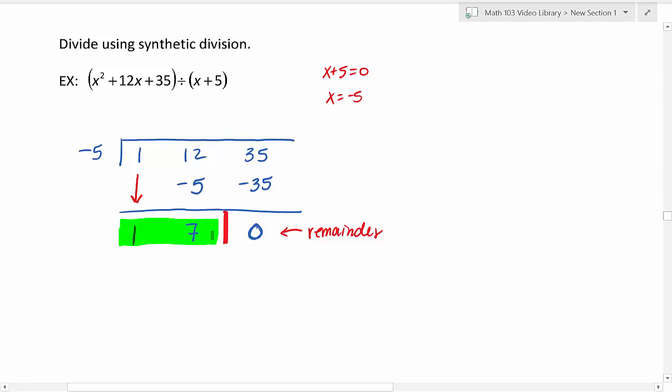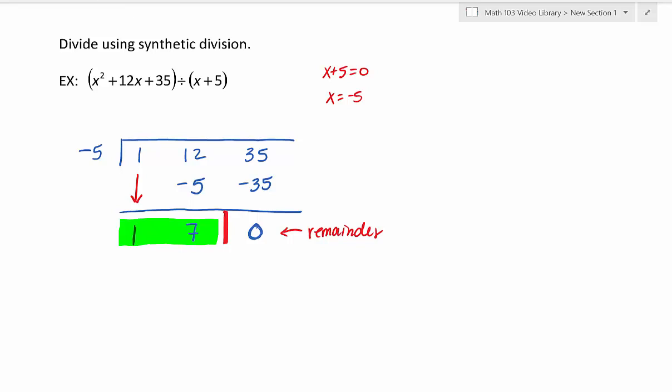Let's talk about what the degree of our quotient would be. The degree of the quotient is the degree of the dividend minus the degree of the divisor. The degree of the dividend is 2. The degree of the divisor is 1. 2 minus 1 is 1, so we know the degree of our quotient is 1.